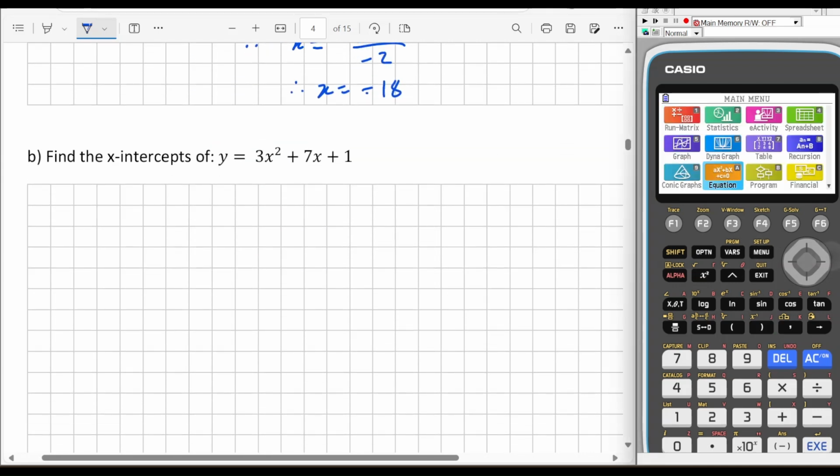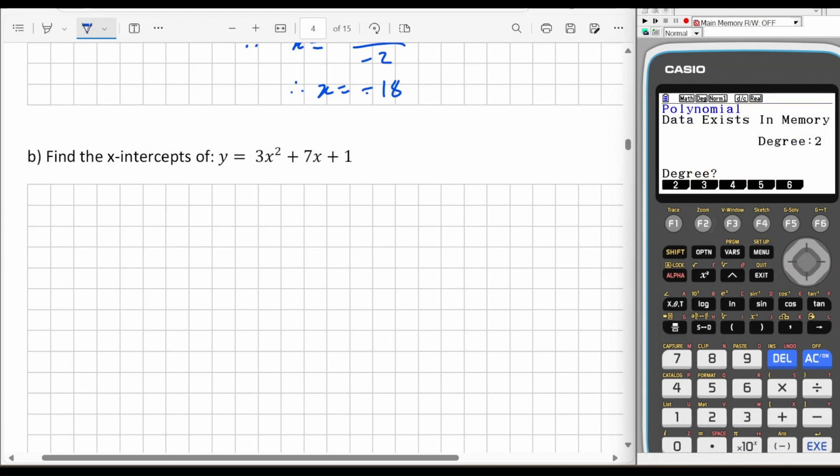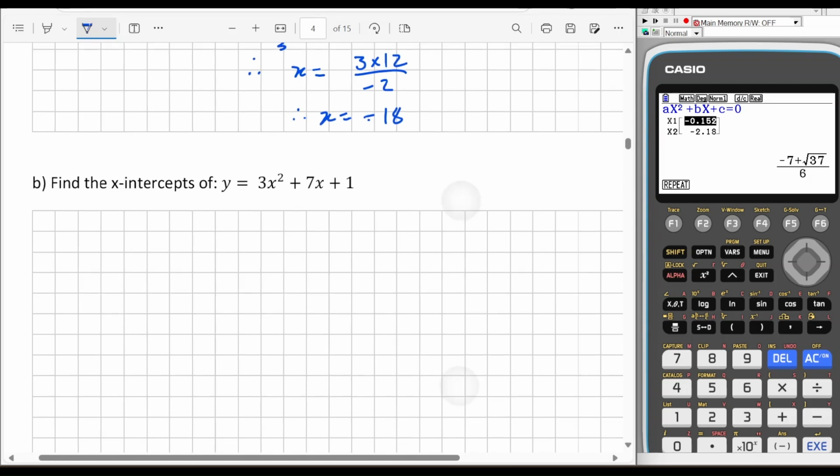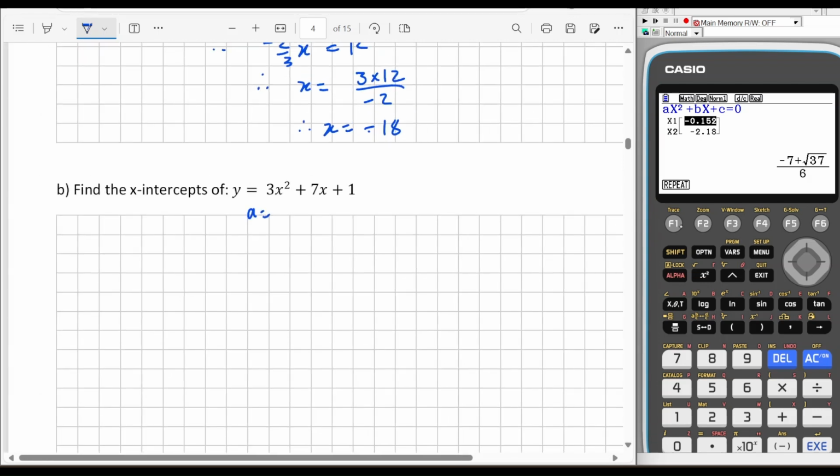Find the x-intercepts of this. So first thing we're going to do is just jump into equation mode here. Polynomial, degree 2, 3, 7, 1. Solve, and now I know what I'm expecting to get. It looks like a nasty thing. That would tell me maybe I need to use a quadratic formula. So A is 3, B is 7, and C is 1.